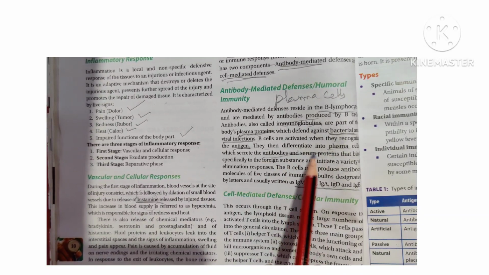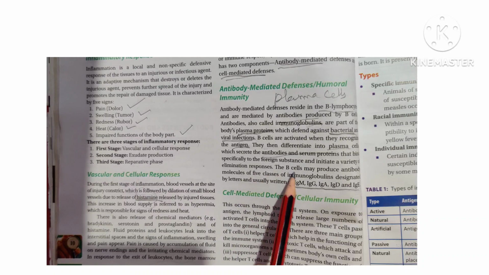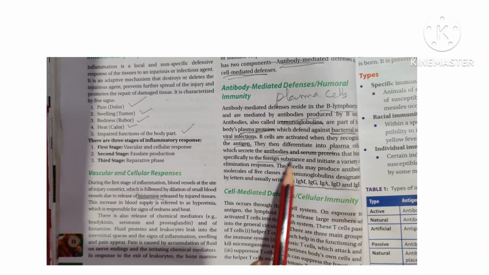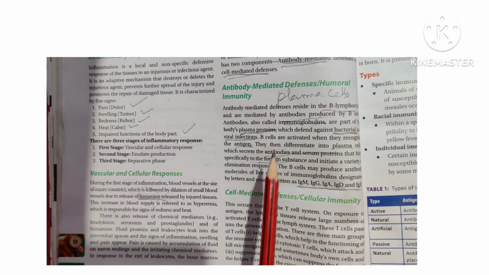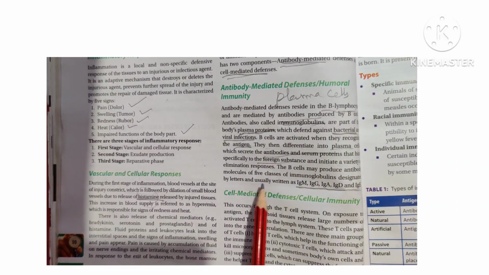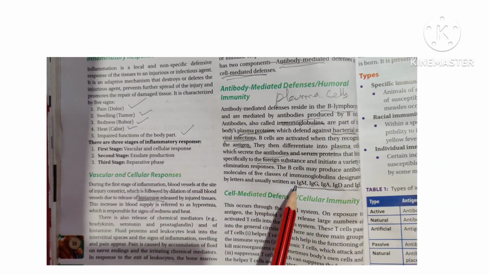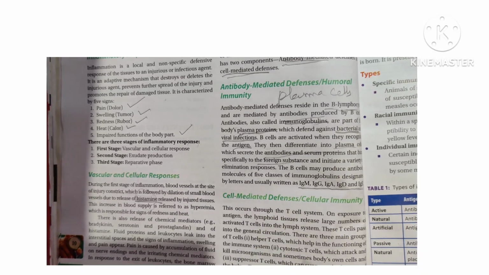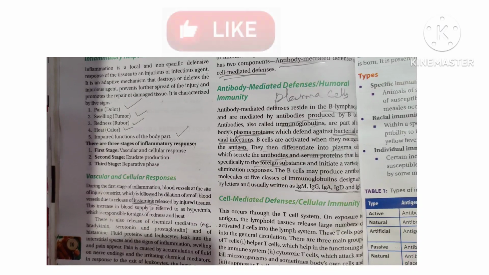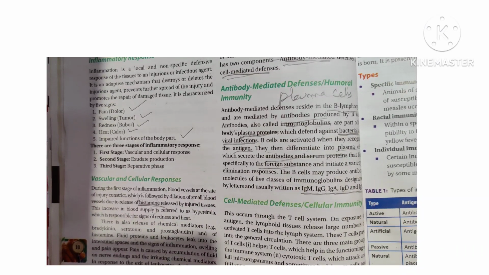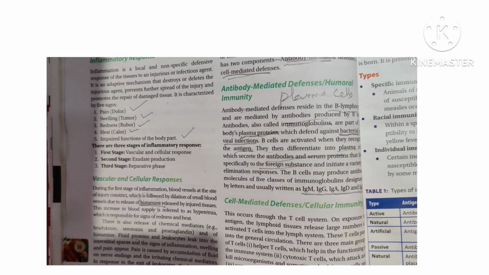I told you all these antibodies are plasma proteins. So whenever a foreign substance or an infectious agent comes, these plasma cells will be producing antibodies which will be fighting against the infection. So what are the 5 types of antibodies I have told? It is otherwise called immunoglobulins. So the 5 types are immunoglobulin A, G, E, M and D.